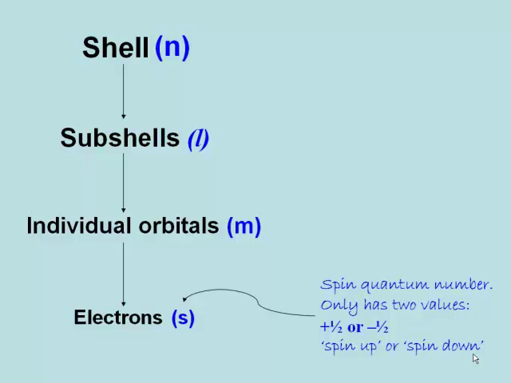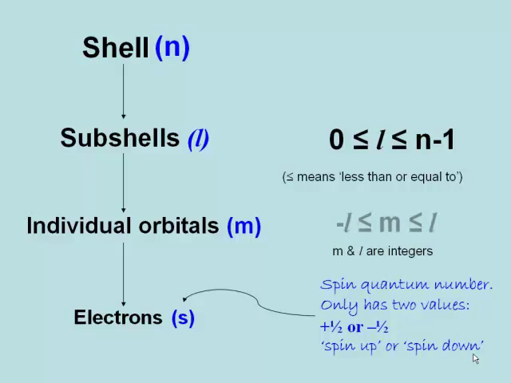So here we have 4 different quantum numbers. We saw how L is dependent on n. And we also saw how m is dependent on L. So it follows that an electron with spin S can be described by these 4 quantum numbers.